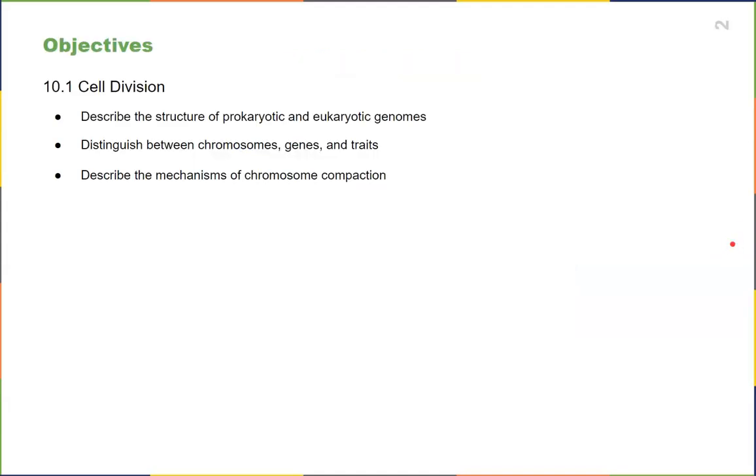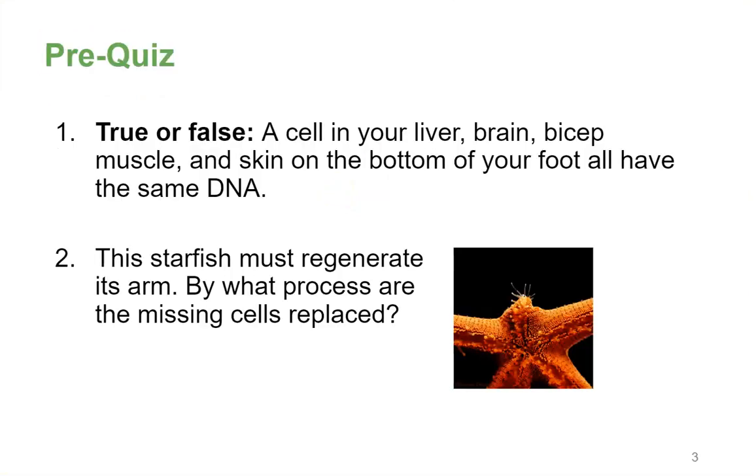These are our objectives for section 10.1, cell division. We're going to describe the structure of prokaryotic and eukaryotic genomes. We'll talk about what chromosomes, genes, and traits are, how they are different and how they're related. And then we will talk about how chromosomes compact because they're so big, and how they fit inside of a cell.